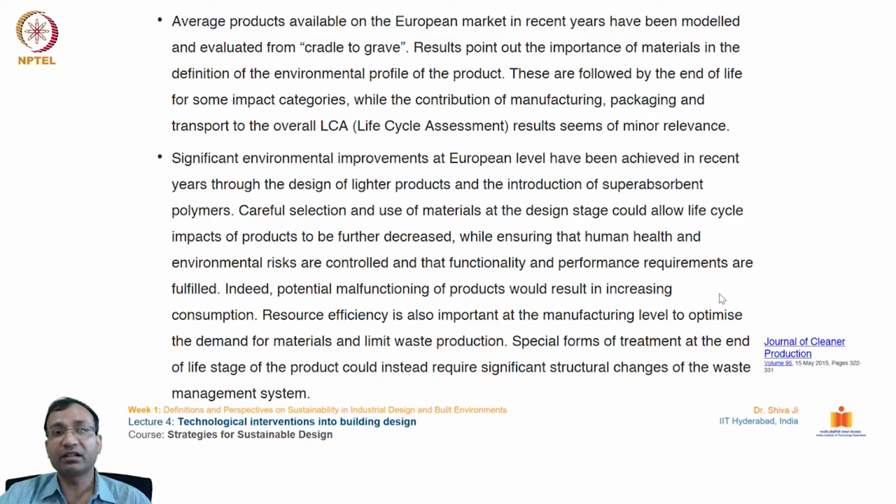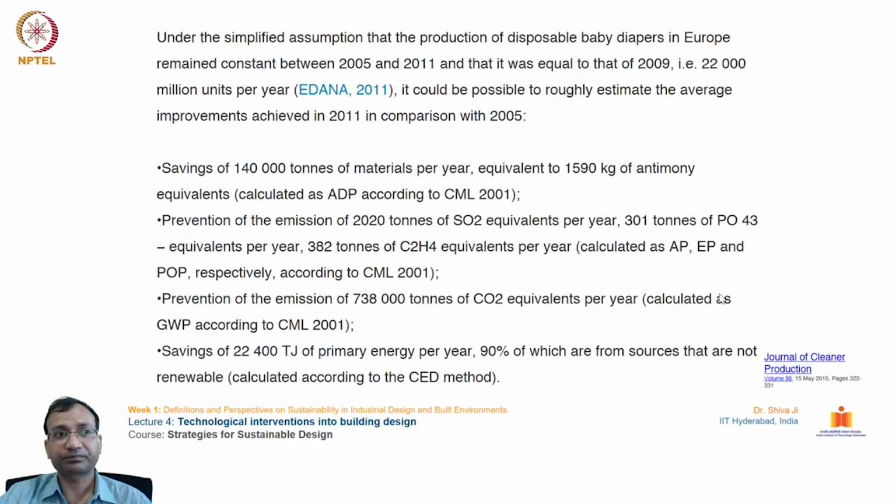Careful selection and use of materials at the design stage could allow life cycle impacts of products to be further decreased, while ensuring that human health and environmental risks are controlled and that functionality and performance requirements are fulfilled. Indeed, potential malfunctioning of products would result in increasing consumption. Resource efficiency is also important at the manufacturing level to optimize the demand for materials and limit waste production. Special forms of treatment at the end of life stage of the product could instead require significant structural changes of the waste management system.